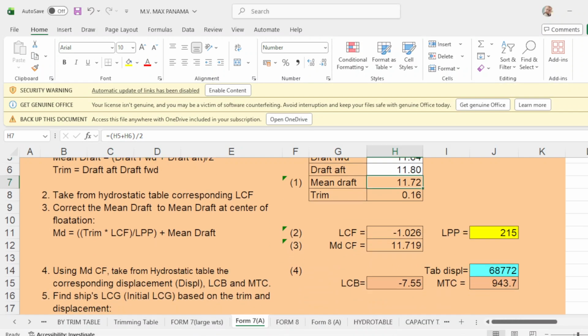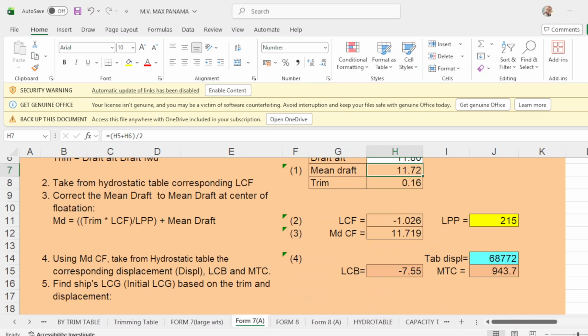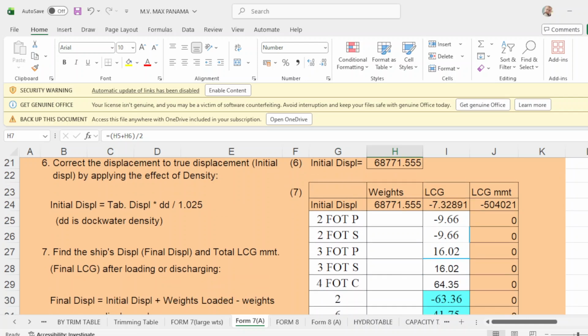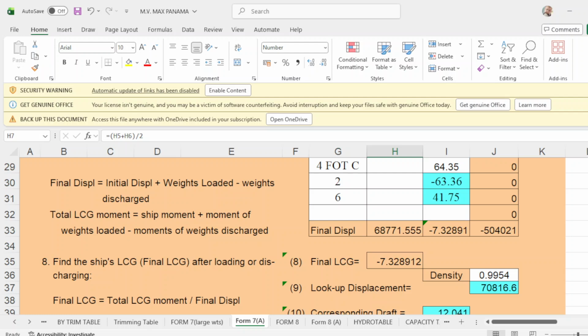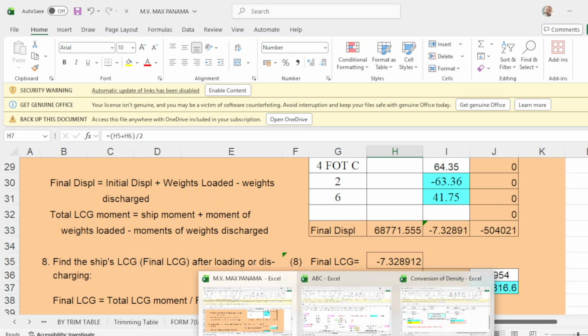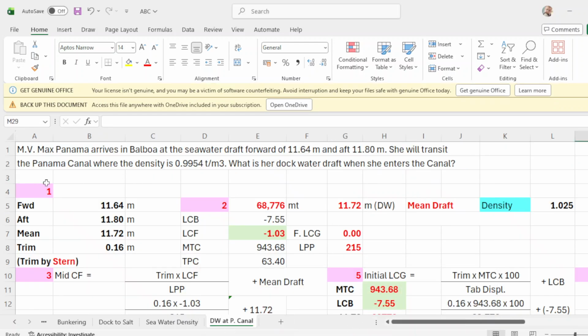Now, it will compute for all these figures, and since you are passing the Panama Canal, you don't have to put weights here. Then, since you are entering the Panama Canal, the density says how much? So, she will transit the Panama Canal where the density is 0.9954. What is her water draft when she enters the canal? So, you insert this local density when you enter the Panama Canal.